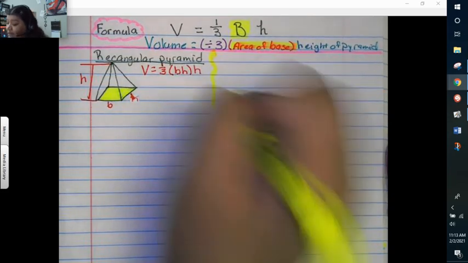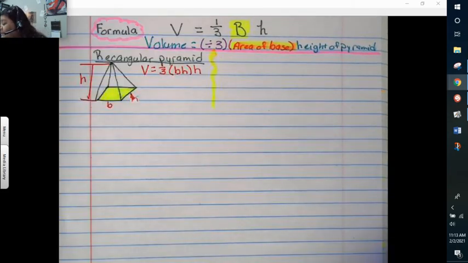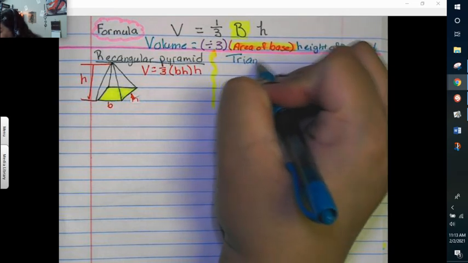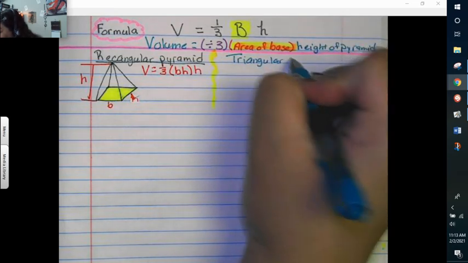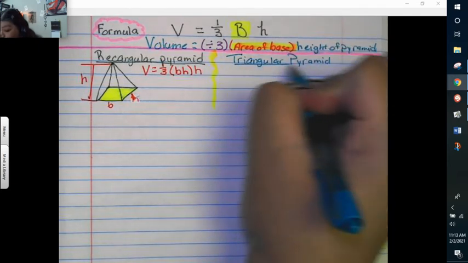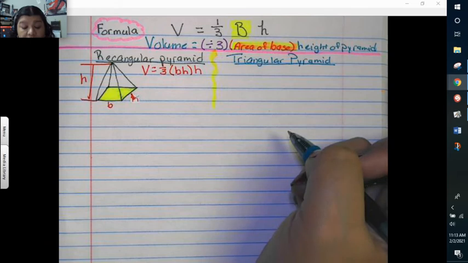Now let's do the pesky one. This is the triangular pyramid. Okay, triangle, and this is the one I had to really practice.